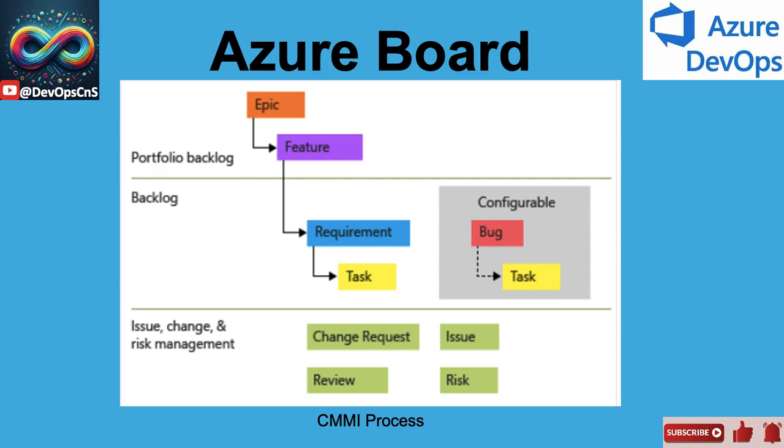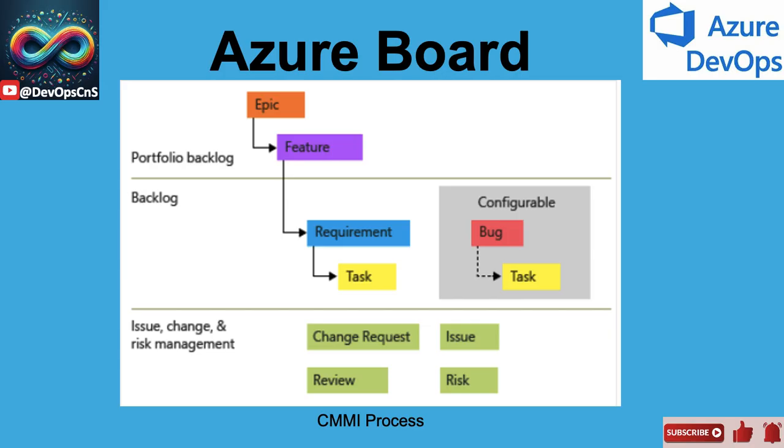And last is the CMMI process. In the CMMI process the portfolio backlog is the same, with epics and features, and the product backlog has requirements and tasks. Each requirement has multiple tasks and issues and change management risk, and that can be tracked with change requests, issues, or risks.